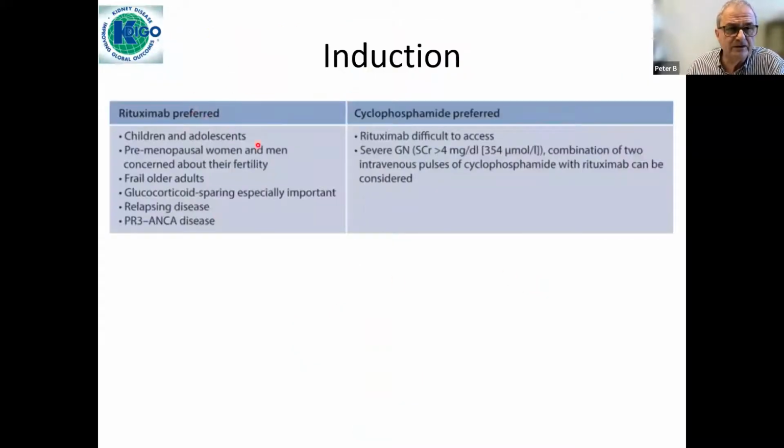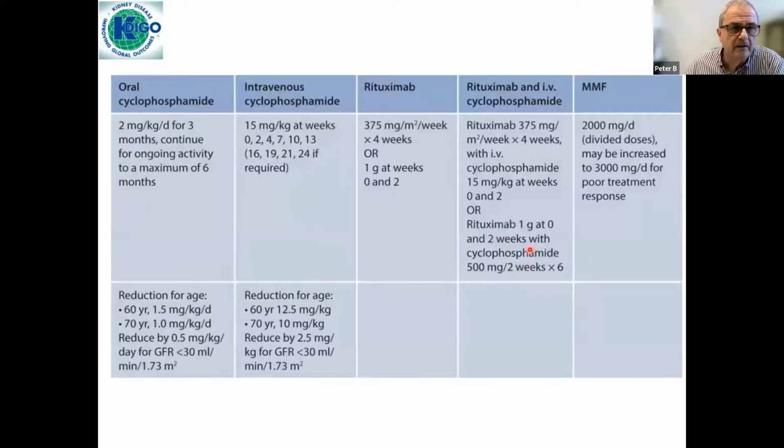So this is what rituximab is preferred, maybe in children and adolescents and premenopausal women and frail older adults. But in severe disease where you have acute kidney failure, then cyclophosphamide is preferred. And there are the dosing regimens. We use this 50 milligram per kilogram 6 times, every second week for the first 3, and then every 3rd week. Or you can use rituximab.